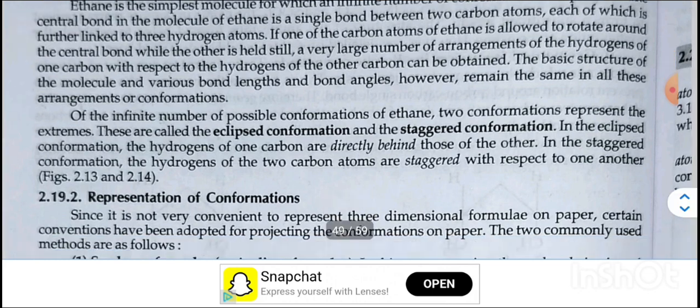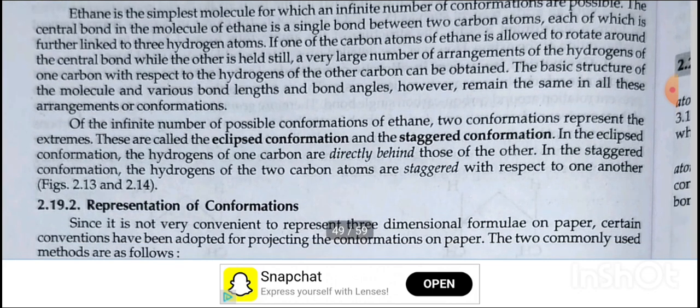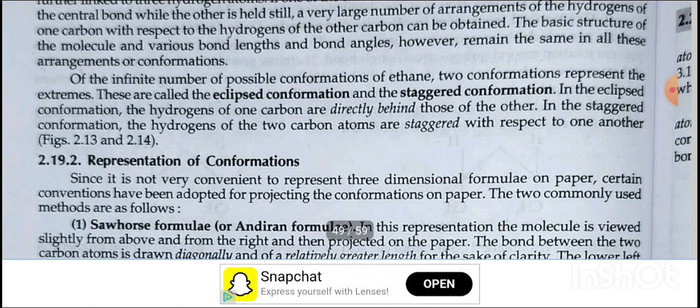These basic structures of one carbon with respect to hydrogens of other carbon can be obtained. The basic structure of the molecule and the various bond lengths and bond angles, however, remain the same in all these arrangements or conformations. Of the infinite number of possible conformations of ethane, two conformations represent the extremes. These are called the eclipsed conformation and the staggered conformation.